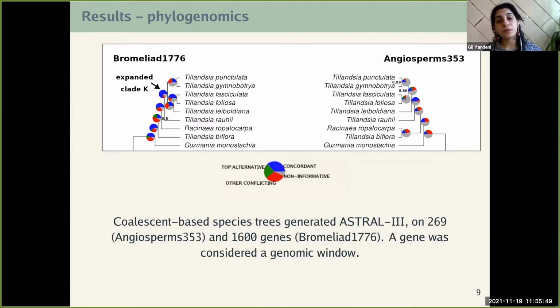And here we see on the pies the proportion of trees that agree with the main topologies, that's in blue. And we see the proportion of genomic windows that agree with the top alternative and all other conflicting topologies in green and in red. And in gray, we see the proportion of trees that were non-informative for this analysis. And we can see that with the universal kit, the proportion of these trees was much higher. We had many windows that were just not informative. So we wanted to take a closer look at these windows and see why this happened.